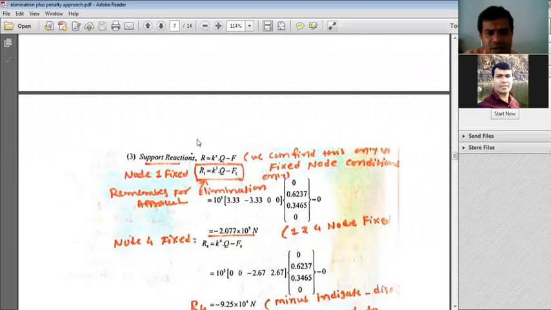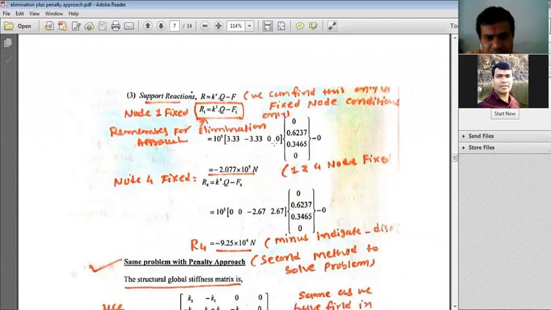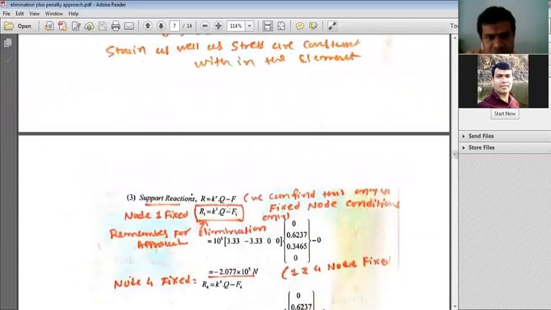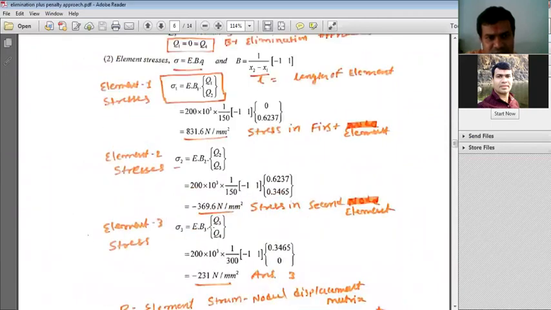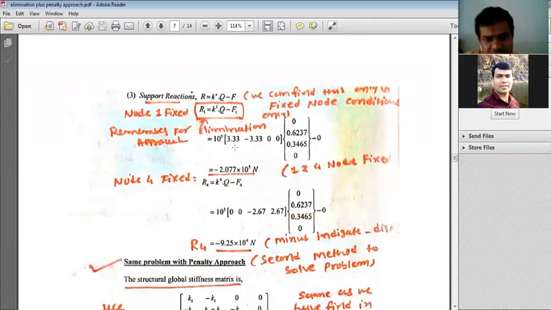Reactions we can find only in case of fixed node. Right? Keep in mind here node 1 and node 4 are fixed. So use the R = KQ minus F equation. Put in all these values, as we have found all values after solving the whole equations for displacement plus stresses. So put in this value and solve using simple matrix mathematics.